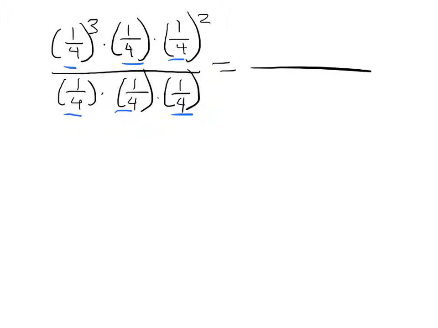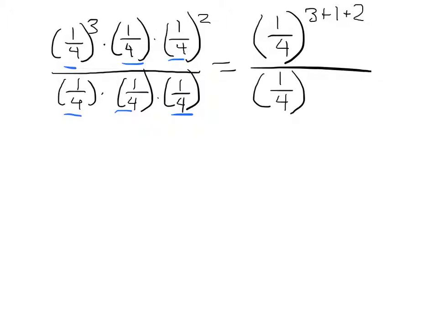So let's look at the numerator first. Same as before, my base is going to be the same, so my base will be 1/4. And I still have my product of powers because they're being multiplied. So I can add all of my exponents together. Now let's look at my denominator. I see I have the same base of 1/4, and I'm going to add together all of my exponents. Now let's simplify that expression.